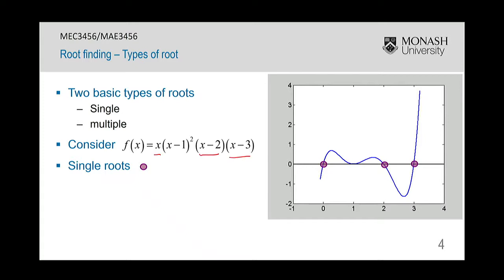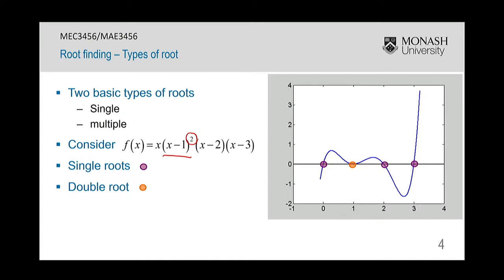They're called single roots because the power of each of these terms is 1. And the function, of course, crosses the axis at each of these points. So it's positive on one side and negative on the other. In contrast to this, the root at x is equal to 1, which stems from the term x minus 1 squared, is what's known as a double root. It's called a double root because the power here is 2.